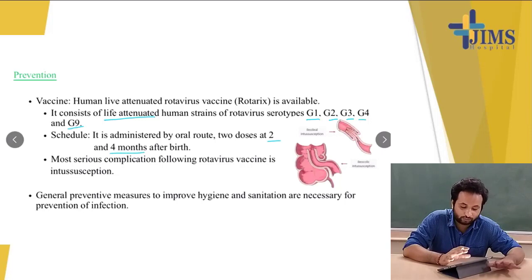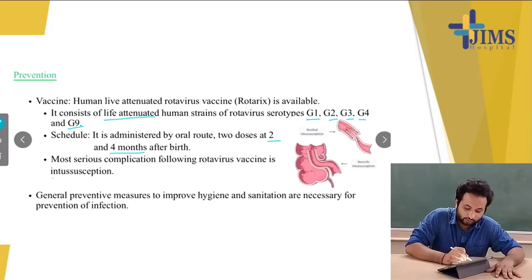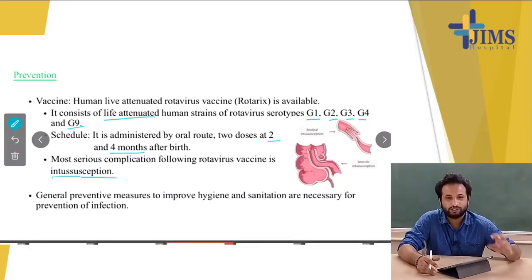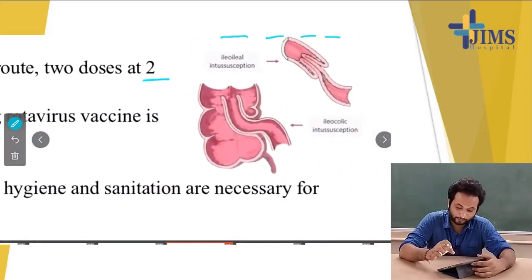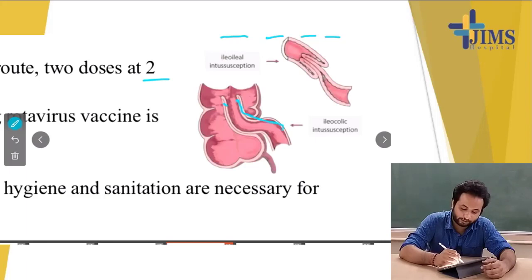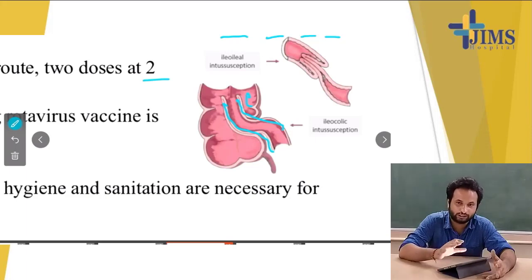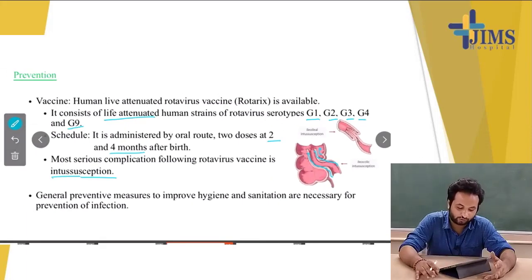Now there is one most serious complication related to this rotavirus vaccine, which is known as intussusception. In this what happens, suppose this is your intestine, and a part of the intestine sometimes telescopes itself into the former part. So this is how it looks like. So this is your ileoileal intussusception, and this is your ileocolic intussusception. So this part is getting telescoped inside the small intestine, inside the other intestine. So that is known as intussusception.